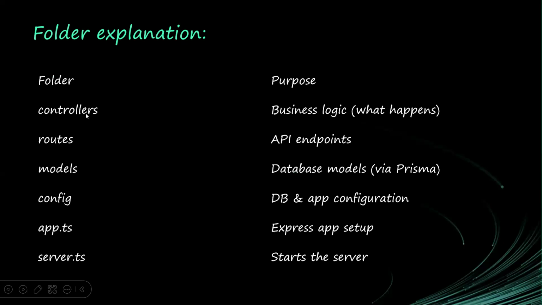So now the controllers folder is where we are going to be having our business logic. All right, it helps us to separate our code. Routes is where we are going to be attending to the API endpoints. Okay, modules is the database modules that we'll be using via Prisma. The config is where we'll be configuring our database and app. App.ts is where we'll be setting up our Express app. Then server.ts is where we will start our server.